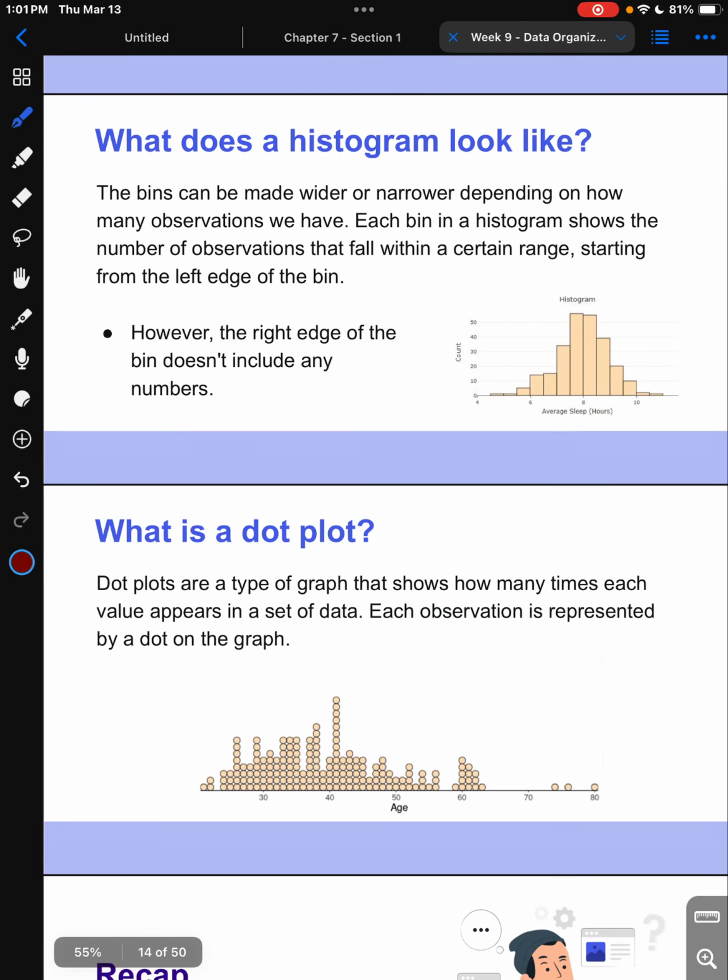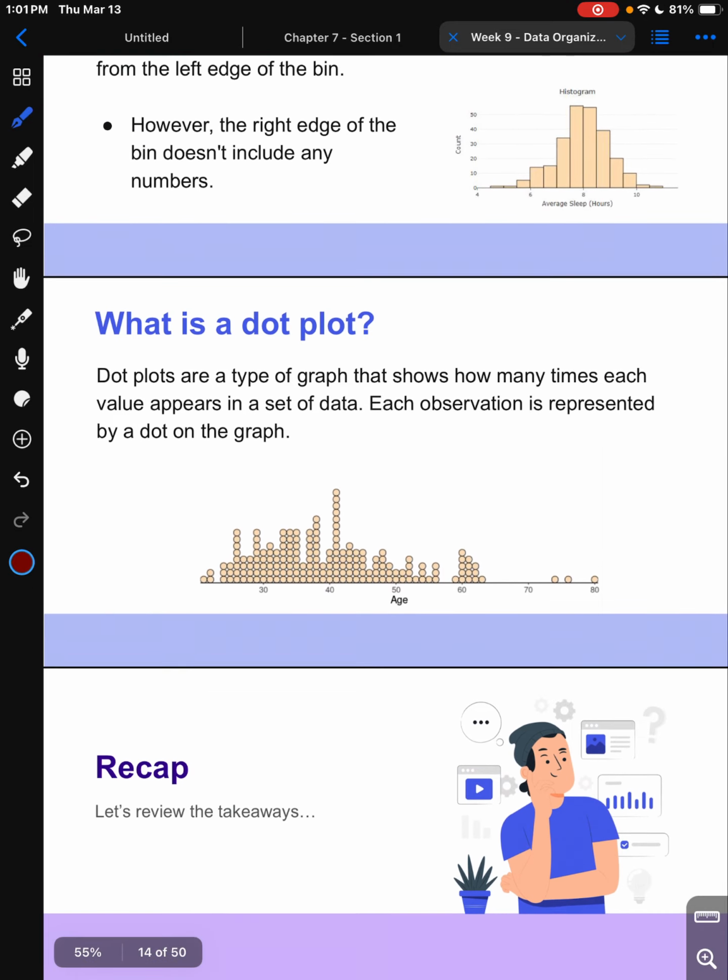Another type is a dot plot. It's kind of like a bar chart, but it's made with dots. Each dot represents a number or a value.